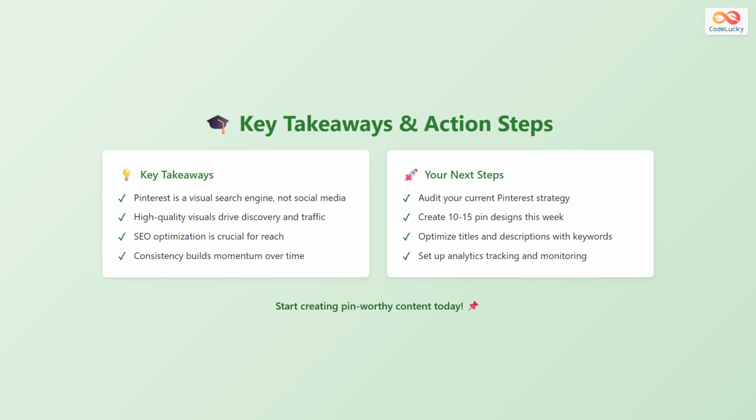Now it's time to take action. Start by auditing your current Pinterest strategy to see what's working and what needs improvement. Create 10 to 15 pin designs this week and upload them to your boards. Optimize all your titles and descriptions with keywords you researched. Set up analytics tracking so you can monitor your performance and continuously improve. Start creating pin-worthy content today.